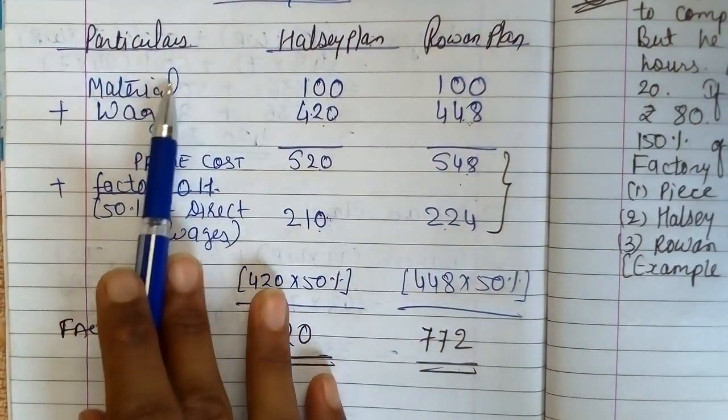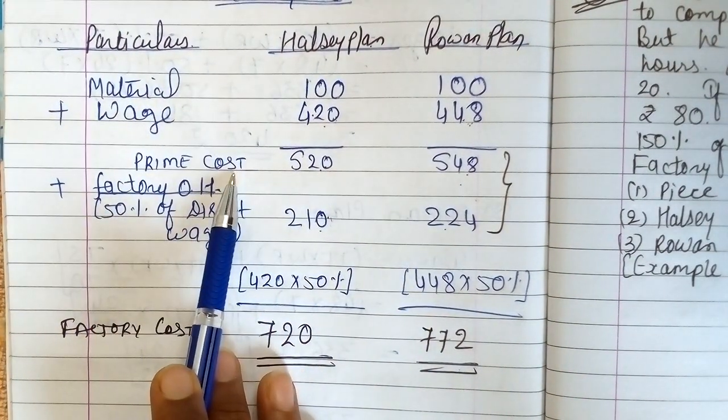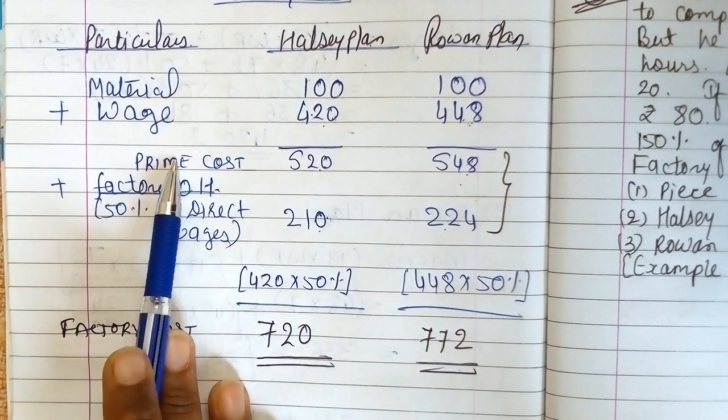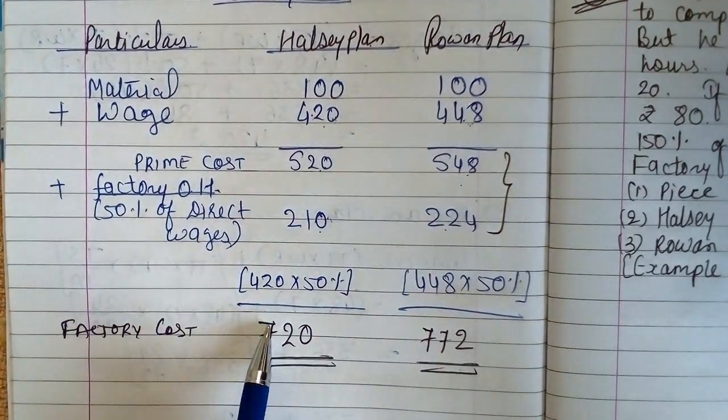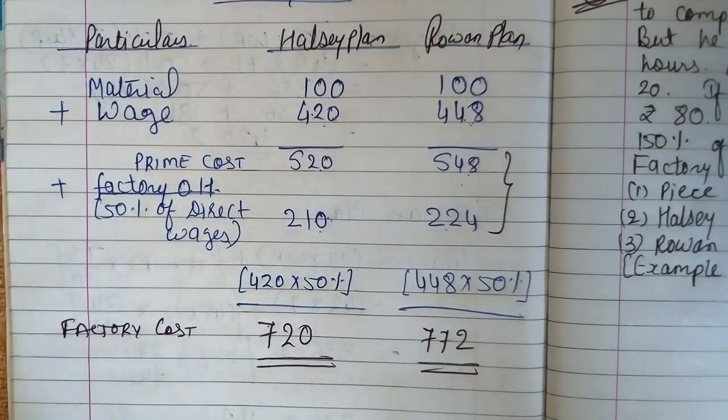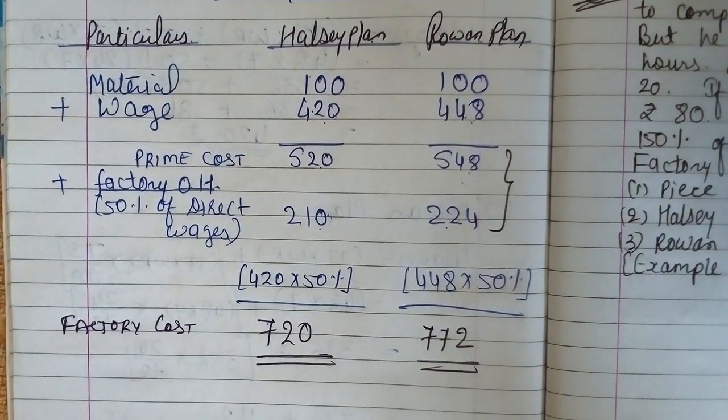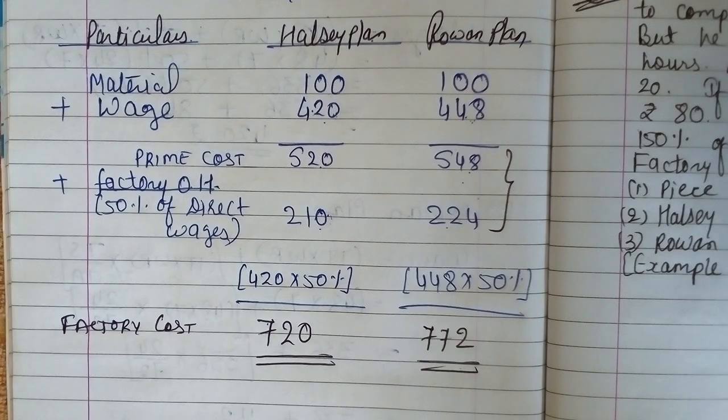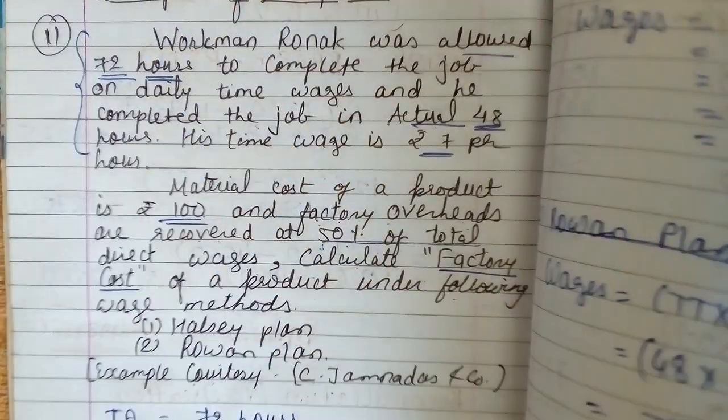By adding material and wages, we get our prime cost. By adding factory overheads to the prime cost, we get our factory cost, right? So this is the solution of such an example, under which firstly we need to calculate the wages as per different methods, and then we need to calculate factory cost as per the same. Alright, so this is the example of the method of factory cost. I hope you all have understood the same.